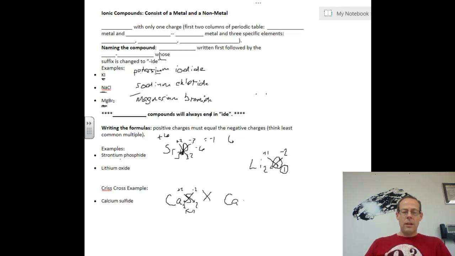All right. So calcium sulfide is just CaS, because I have 2 of each, so I'm going to simplify that. If you can ever simplify them, if you crisscross it and they're both divisible by 2, both divisible by 3, go ahead and simplify it, and that will give you the right answer.